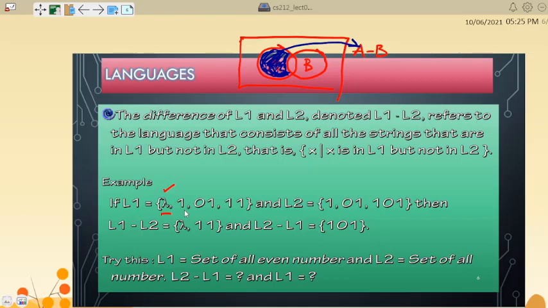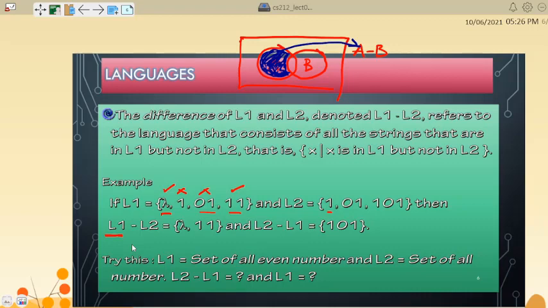L1 minus L2 means the element is in L1 but not in L2. Lambda is in L1 but not in L2, so we take lambda. 1 is in L1, but 1 is also in L2, so now we're not taking 1.